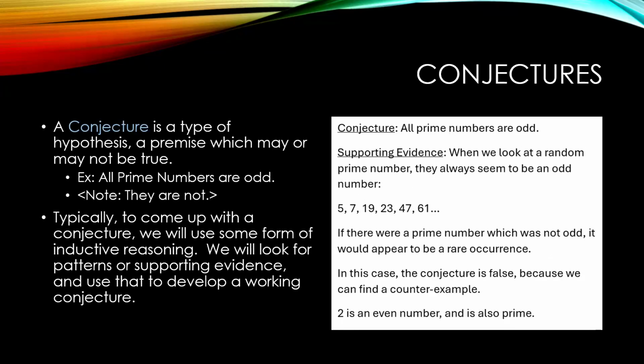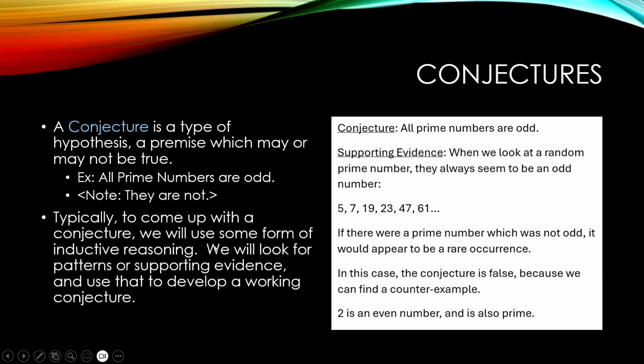And so to begin with, we have the idea of a conjecture. A conjecture is a type of hypothesis, a premise which may or may not be true. Whenever we're trying to talk about mathematics, we're seeking the truth in one form or another. An example of a conjecture is all prime numbers are odd. Note, turns out they are not. 2 is a prime number and 2 is not odd. And so that is a counterexample to this conjecture.